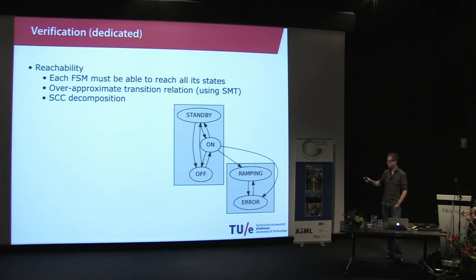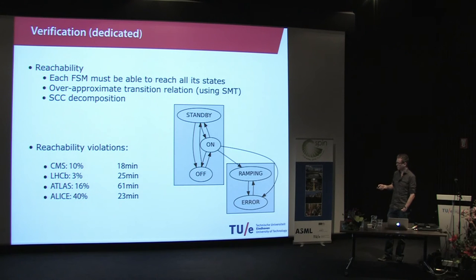So even with an over-approximation of the transition relations, we're able to find such issues in actually quite decent times, right? The entire control system we could analyze with respect to this property in 61 minutes tops for the ATLAS system. And again, the numbers were surprising us. You'd see that 10% of the system in CMS would have these issues. LHCb, again, is one of the good kids on the block here, with only 3% of the FSMs showing any issues. But ALICE is nearly 40%, so that was kind of impressive.